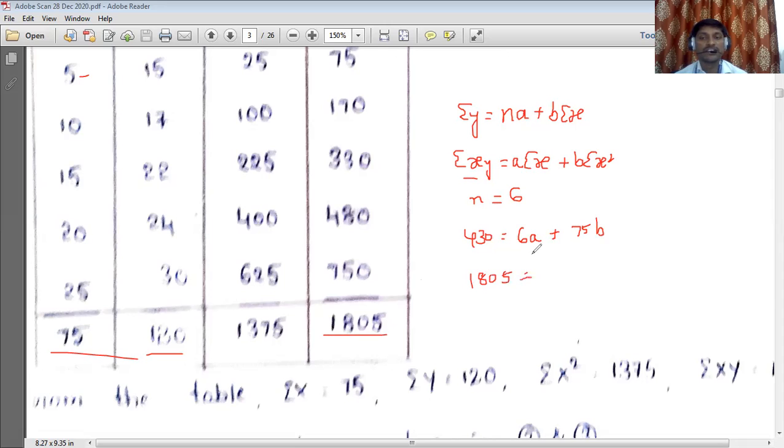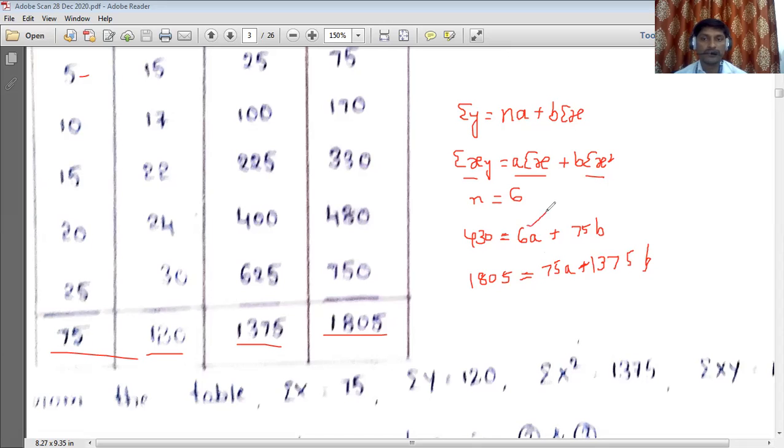And next, a into summation x. Summation x we got is 75, so 75a plus b summation x square. Summation x square we got is 1375, so 1375b. That's it. Now, by taking calc, you have to substitute the values. Please take care of that when you are solving in calc, because you have to start from this equation onwards.